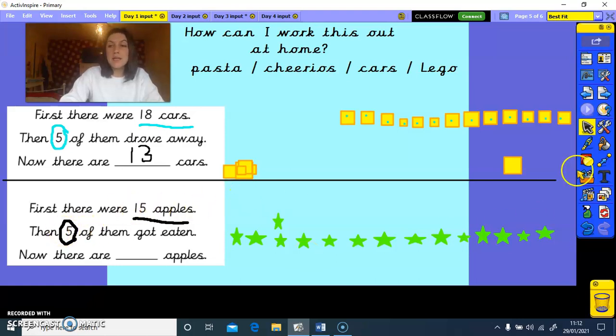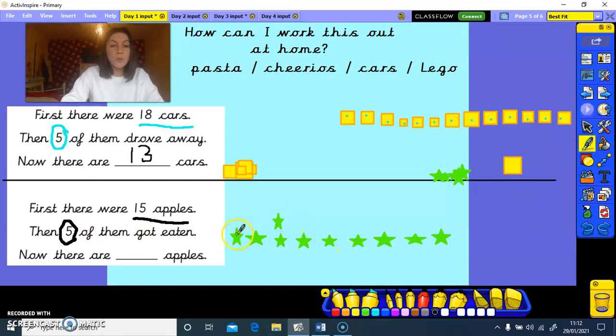5 of them are going to be eaten. Delicious. So what do I need to do now? Move 5 far away, don't I? I'm going to move them up here. 1, 2, 3, 4, 5. I had 15. I've moved 5 away. Now what do I need to do? Careful counting. Touching each one once. 1, 2, 3, 4, 5, 6, 7, 8, 9, 10. Now I have 10. And I will fill that in.